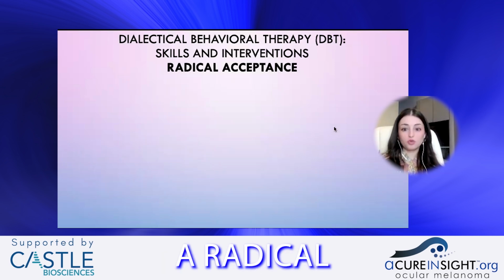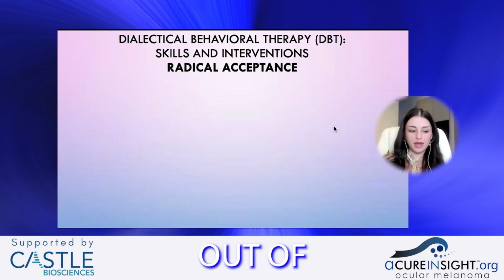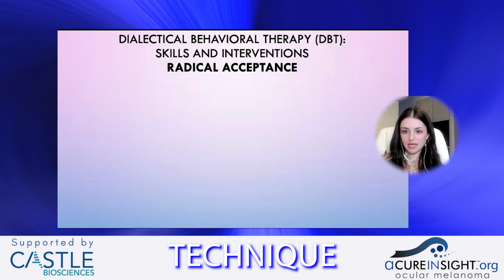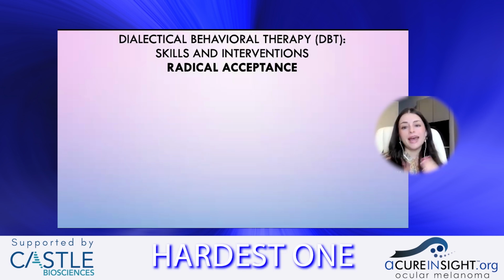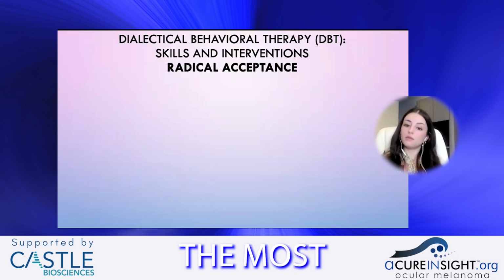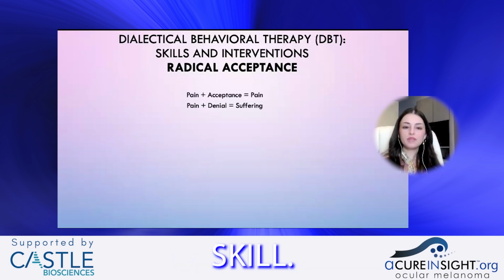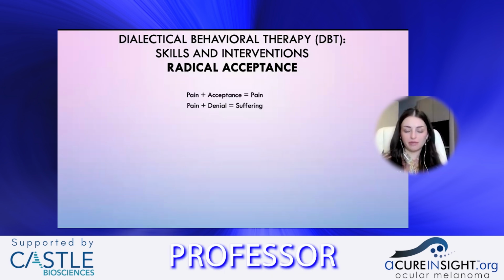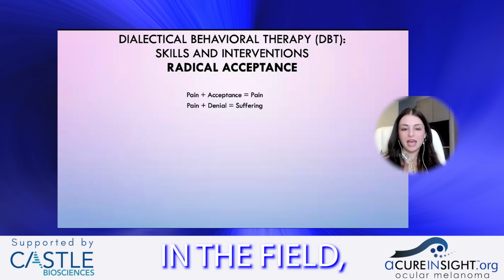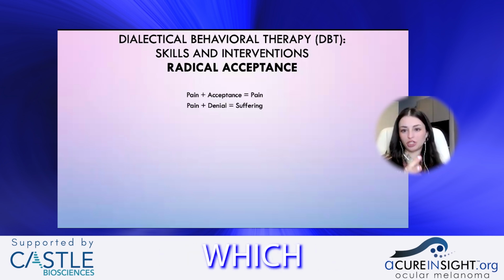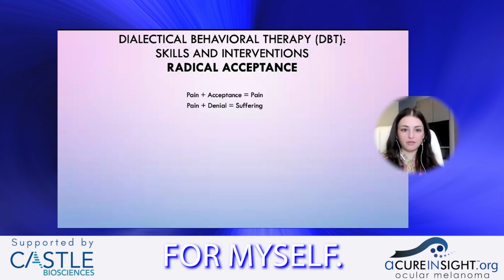So I'm going to focus on one particular skill in DBT that I want to share with everybody here. It's called radical acceptance. And I would say out of every therapy technique or skill I'm aware of, I think this is absolutely the hardest one, and it can also be the most life-changing skill. When I was in grad school, I had a professor who specialized in DBT. She's very well known in the field. And she shared this equation with me, which I felt was life-changing for myself.